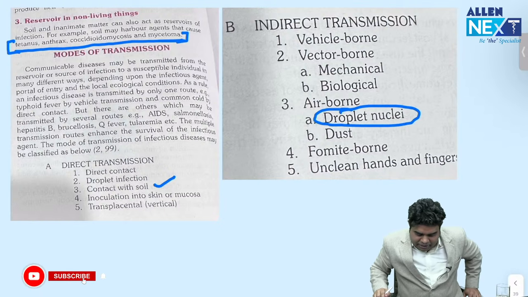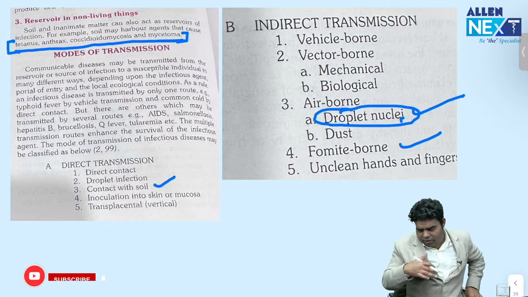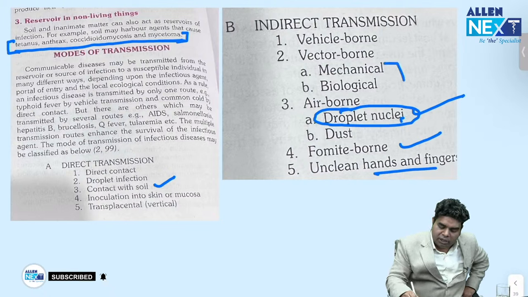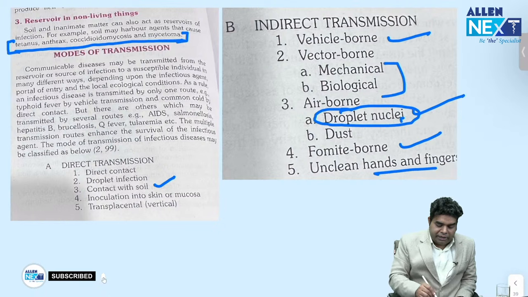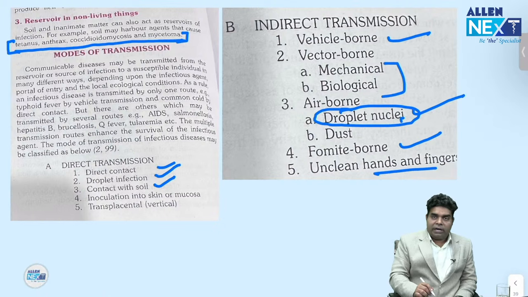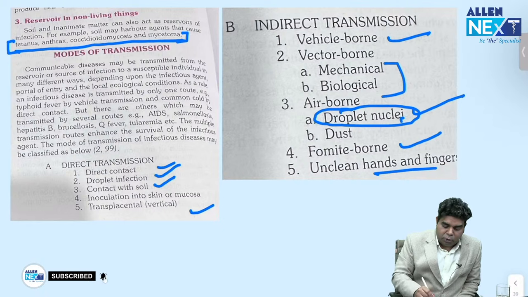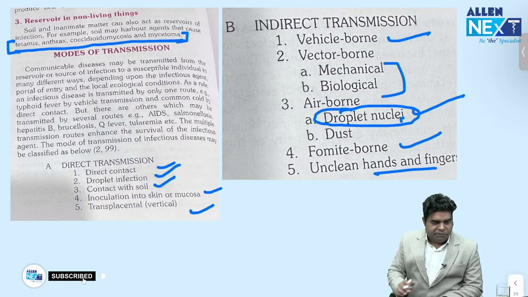Okay. So, droplet nuclei and fomite are like that only, and unclean hand, finger, mechanical, biological, vector borne, vehicle borne, these are indirect. And direct are contact with soil, droplet infection, direct contact, these are of course direct. Transplacental, mother to child or mucosa, that is also direct. Do remember this classification.